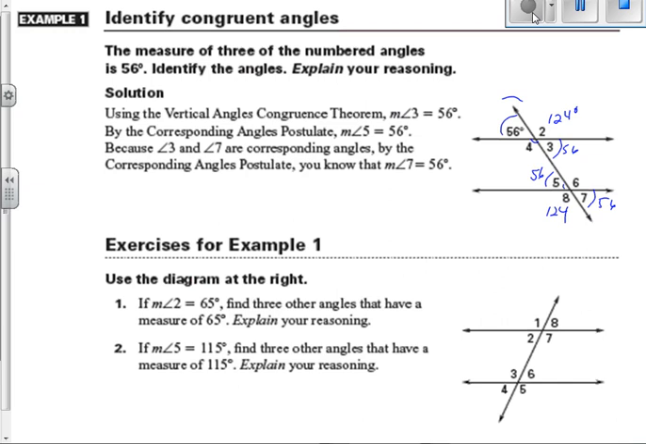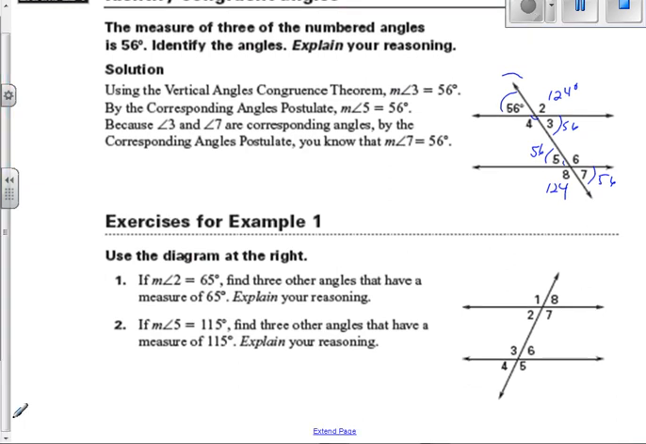All right, so let me scroll down here. These are your exercises. You have 1 and 2. They give you angles, and then they want you to find the other one. So pause the video, run through this real quick, and then once you have answers, start the video back up.